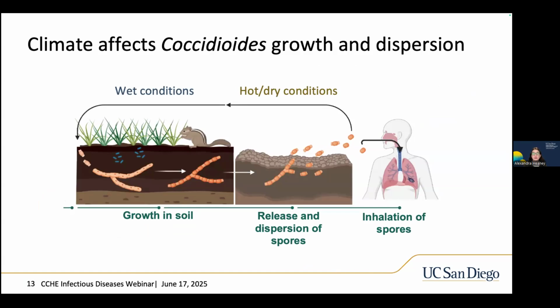So the relationship between climate conditions and valley fever is directly related to the life cycle of the fungus in the soil. Wet conditions supply the necessary nutrients and moisture for the fungus in the soil to grow and develop into its infectious form. Then hot and dry conditions are necessary for the release and the dispersion of infectious spores, which people can then inhale and become infected.